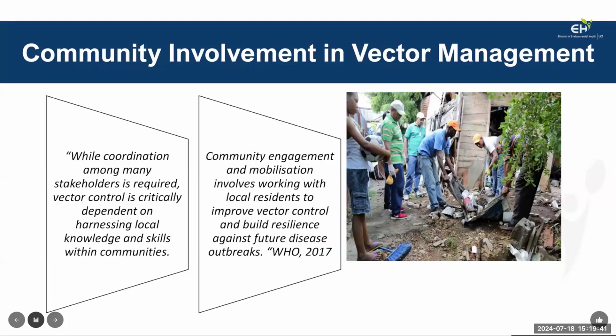So just to quote something that I thought was very important from the WHO publication, WHO 2017, which talks about coordination among stakeholders. And usually when we talk about coordination, we confine ourselves to the more formal stakeholders, the government stakeholders, the state stakeholders, but local communities are an integral part of this coordination. And if we mobilize them and engage them properly, working with the local residents to improve vector control and build resilience against future disease outbreaks, we are sure to plug those holes where we still have residual vector-borne diseases.